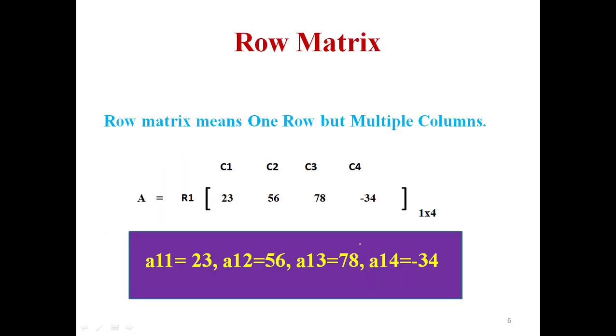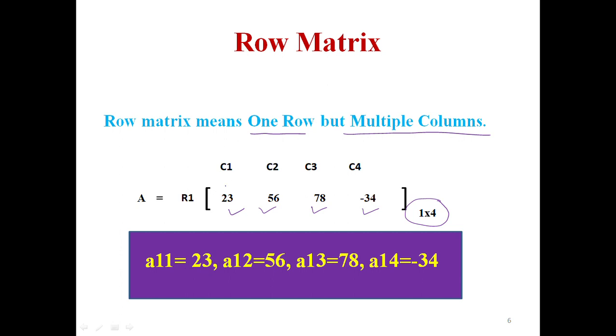First is row matrix. Row matrix means only one row and multiple columns like this. We have an example. A is equal to R1. R1 means row first. 23, 56, 78, minus 34. This is first row. And 23, 56, 78, minus 34 are the four columns, C1, C2, C3 and C4. So we can say that order of matrix is 1 by 4 and A11 is 23.